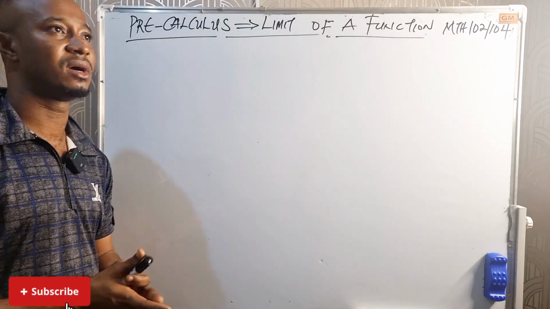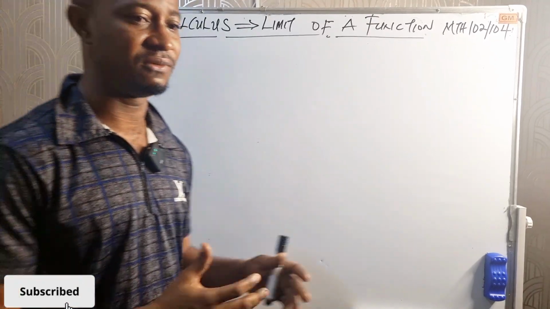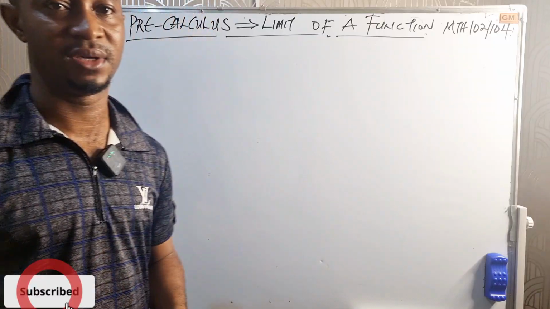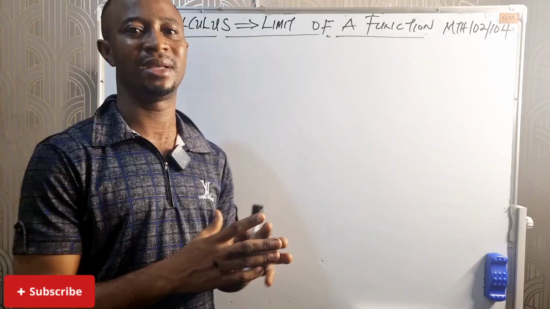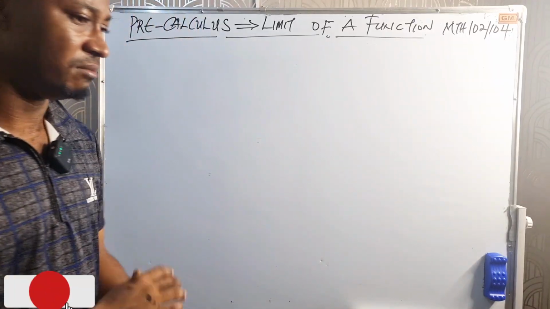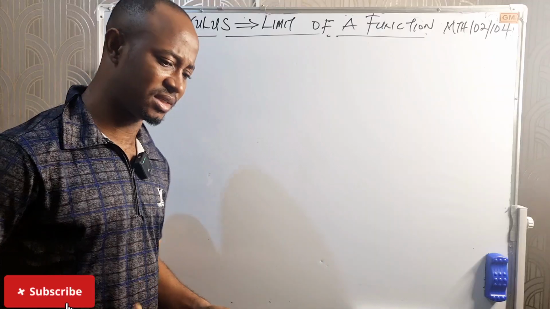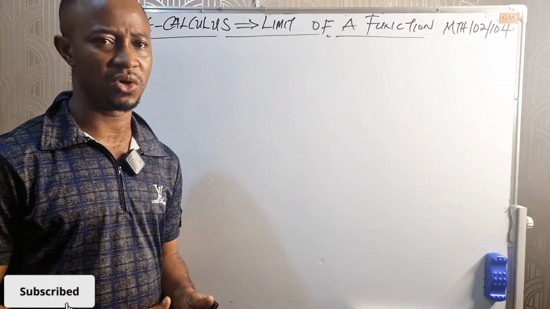Limit of a function talks about the behavior of a function as x approaches a certain value. How a function tends to behave, how a function behaves as the value of x, which is our independent variable, approaches a certain value. Meaning how the permissible value of x approaches a certain value is called limits of a function.